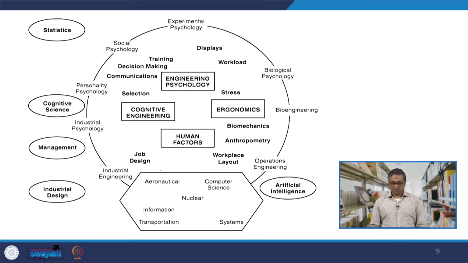Here, on one hand you see biological psychology, whose emphasis is to understand the biological processes underlying human behavior. Experimental psychology is to study and do experiments in a controlled environment to understand the underlying root cause of human behavior. Similarly, social psychology, personality psychology, industrial psychology, industrial engineering.